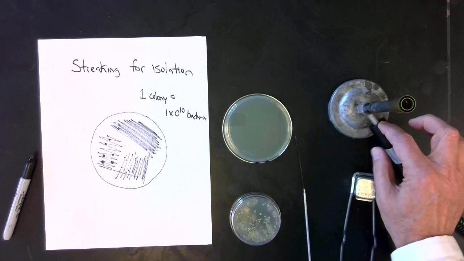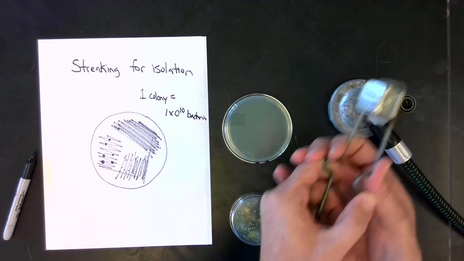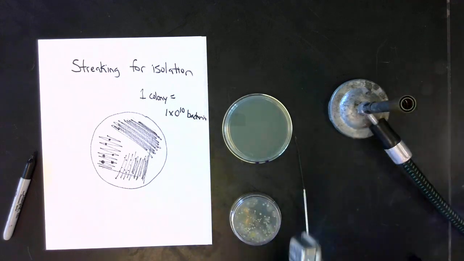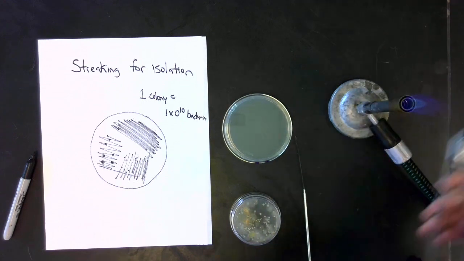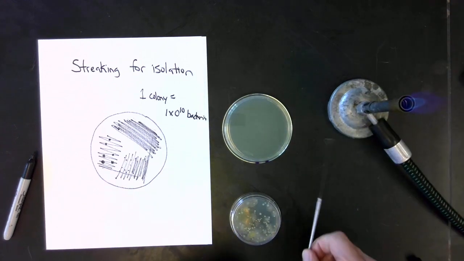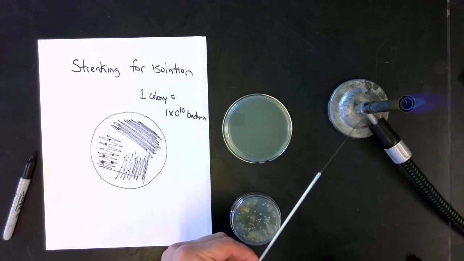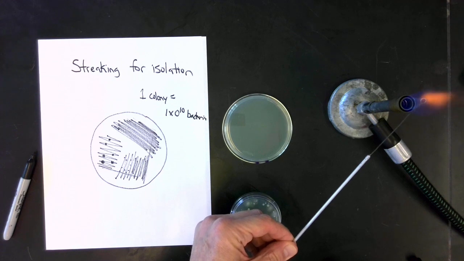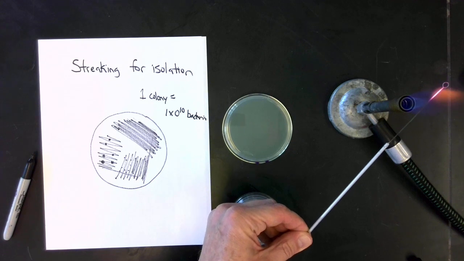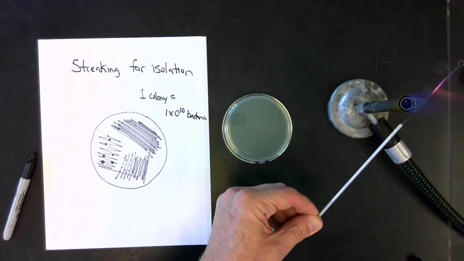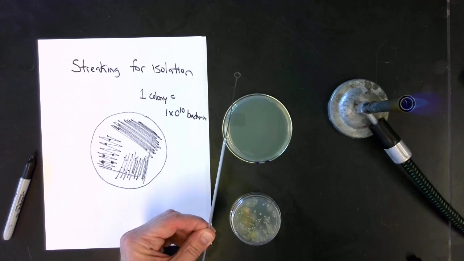So we have a Bunsen burner here. Get that lit. Okay. Inoculating loop. I can sterilize this loop with that hot flame. So I put it in the flame. Once it glows orange, I know that it's hot enough that it's killed any microbes on that inoculating loop. I let it cool before I do anything else.